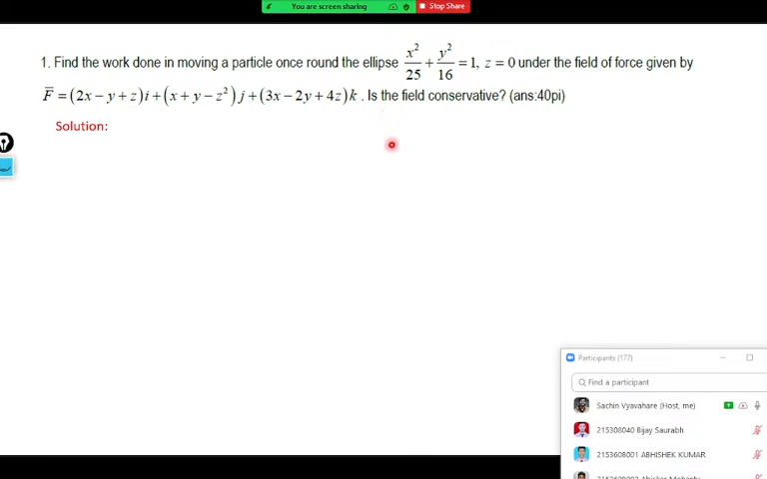Okay. Step number 1, you should write a formula. What is the formula? Integral of F bar dot dr bar, correct. So this is the formula you should remember. Work done is integral of F bar dot dr bar over the curve C, which is integral of f1 dx plus f2 dy plus f3 dz. Next step, anyone?